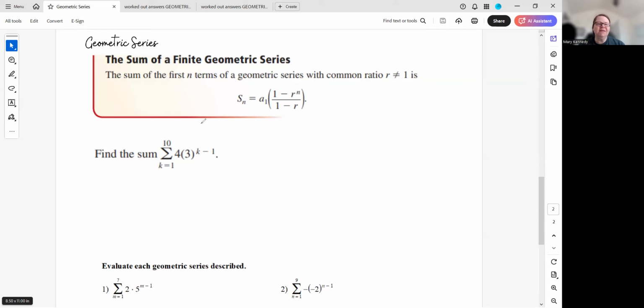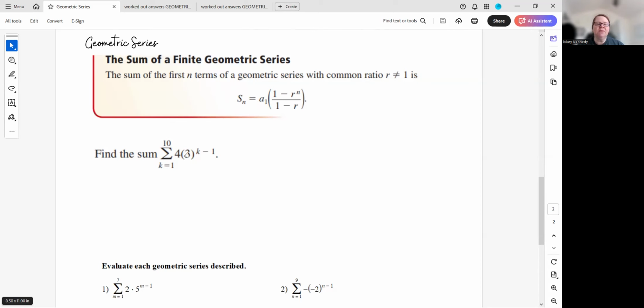If you've done arithmetic series, you've seen that before. Looks very much the same. We're going to start with the first term, and we're going to find the sum of the first 10 terms. So that's what those numbers mean. And so for this, we're going to need to know the first term in the sequence.